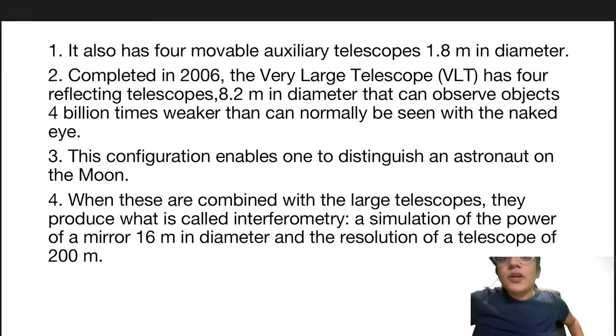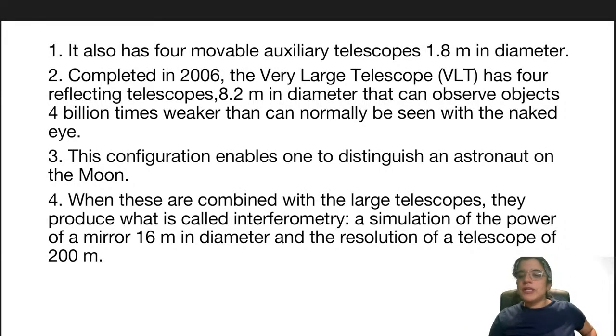Now, we fixed the second option as the opening statement. In the first option, the pronoun it is used for whom? You can clearly understand that the pronoun it is being used for VLT, right? And that's why it also has also. So we have already discussed that VLT has 4 reflecting telescopes, and then we go on by saying that it also has 4 movable auxiliary telescopes.